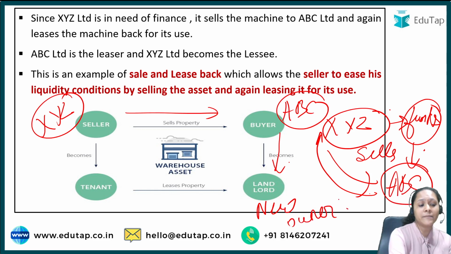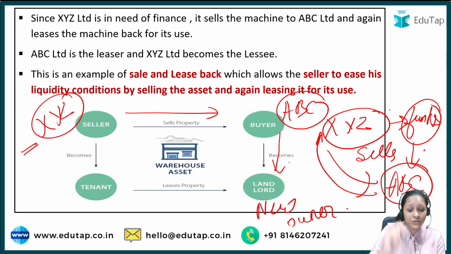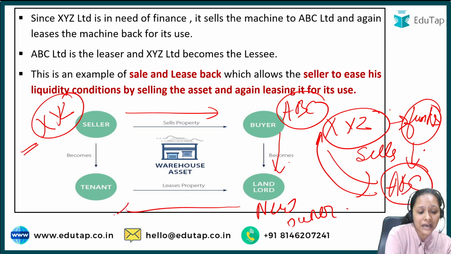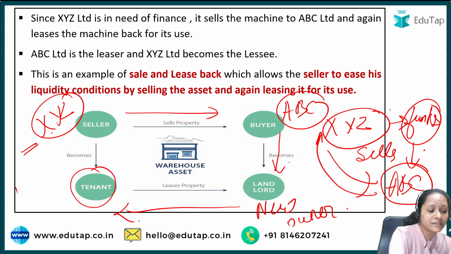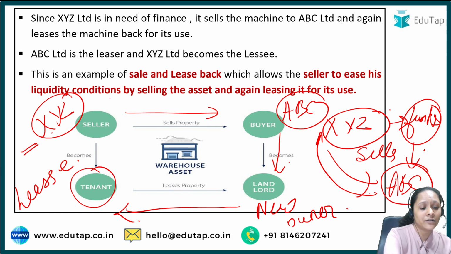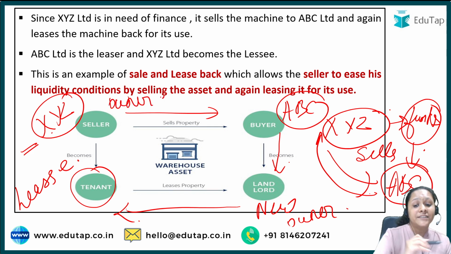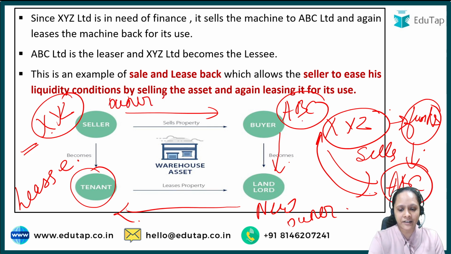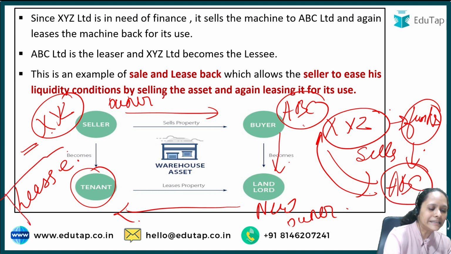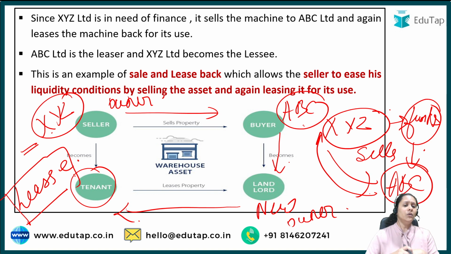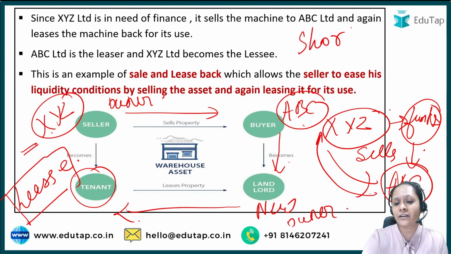And because XYZ now needed to use this machine again, they lease it back. So now what does XYZ become? He becomes the lessee. Initially, he was the owner of the asset and after selling it to the ABC Limited company and leasing it back, XYZ becomes the lessee. So, what and why do people do this? People do this to meet their short-term cash requirements. Okay?